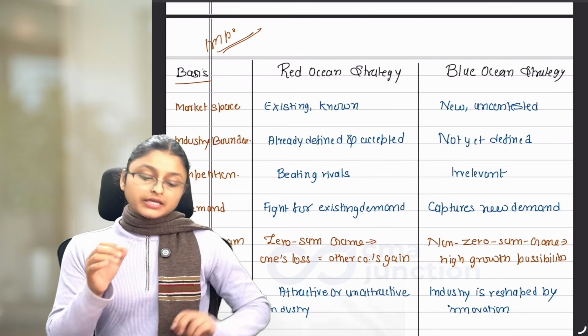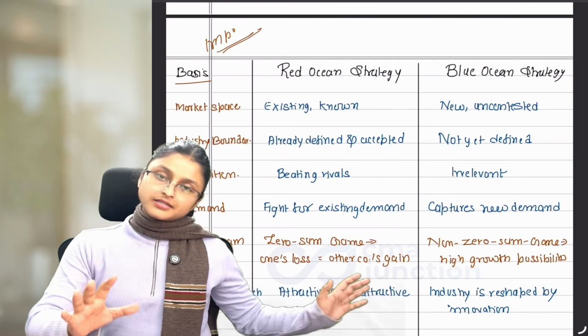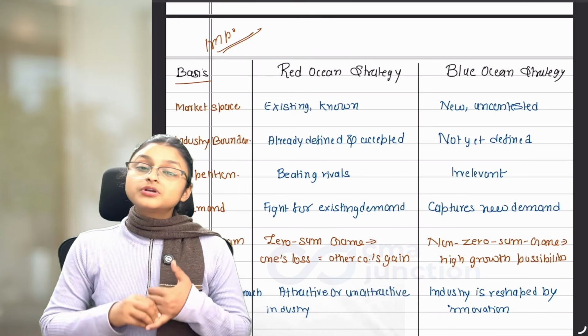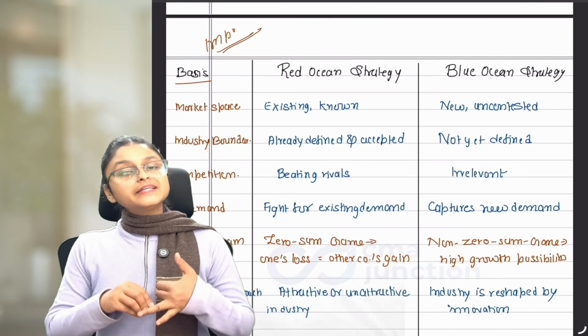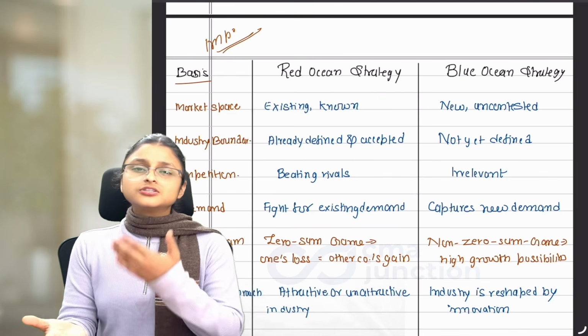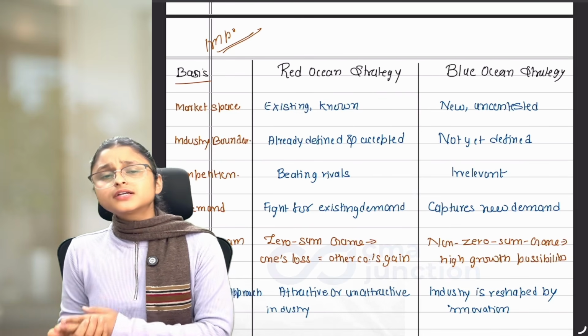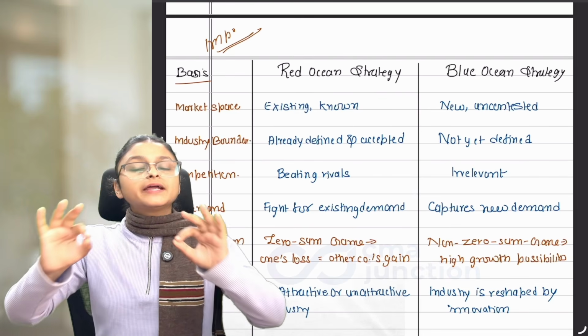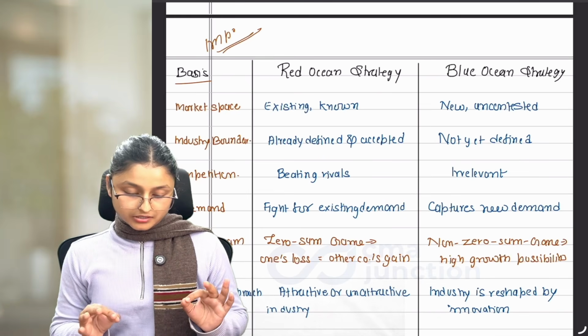Industry boundaries: in Red Ocean, as the industry is already working, the boundaries are already defined and accepted by every competitor working there. But in Blue Ocean Strategy, as the industry is completely new and the product is completely new, hence the boundaries are not defined yet.